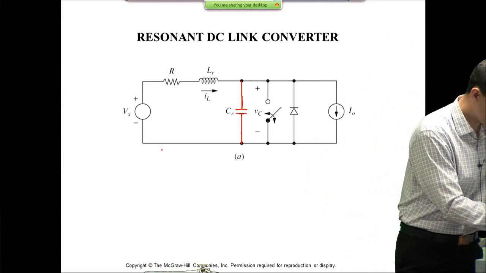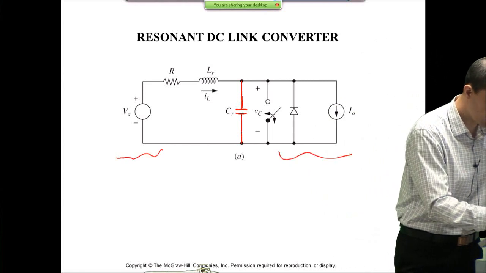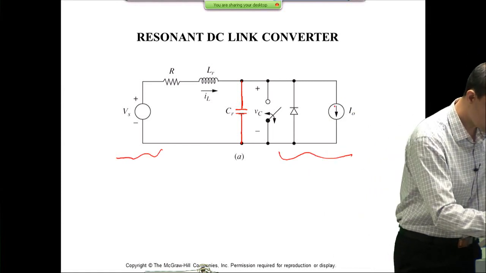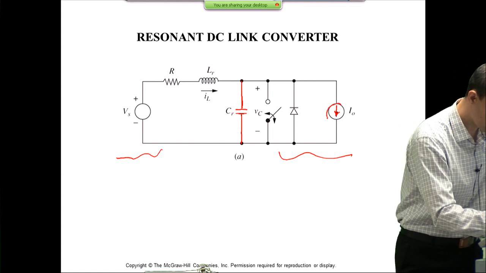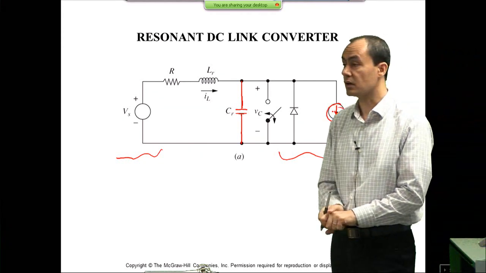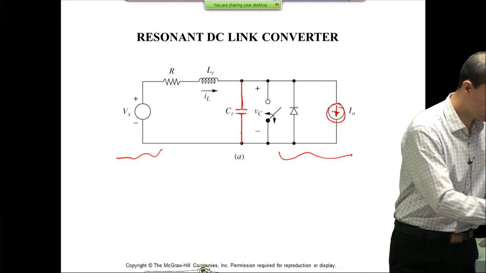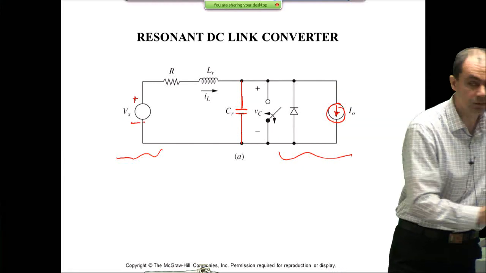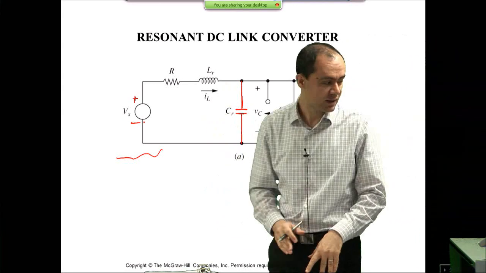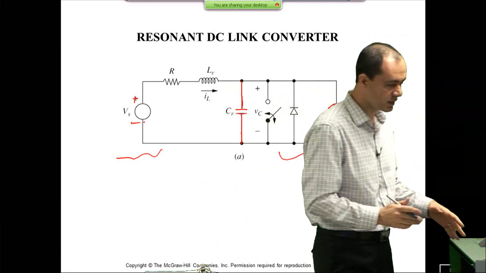So technically, this could be the upstream converter, this could be the downstream converter. The downstream converter or the circuitry is modeled with just a current source, and the upstream converter is modeled with a kind of a DC source, and then in between we have these resonating elements.